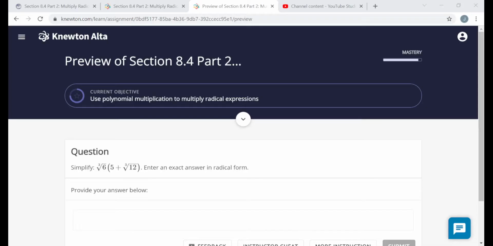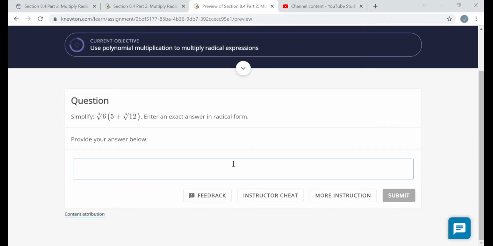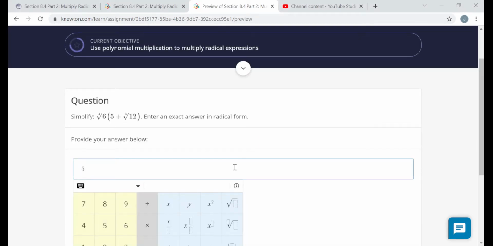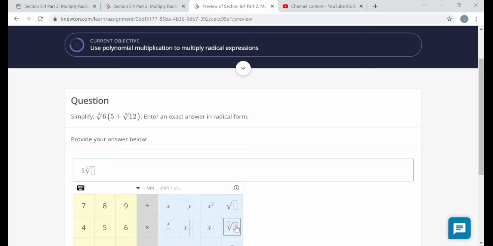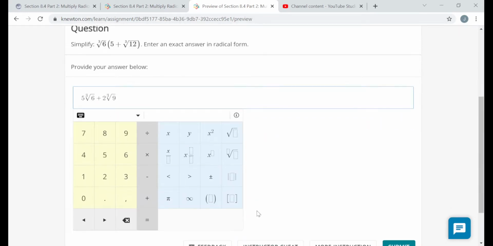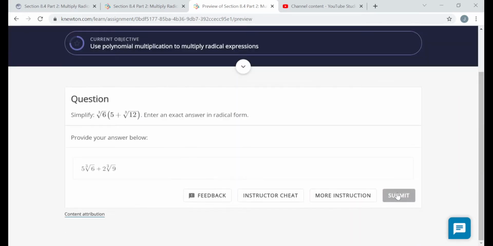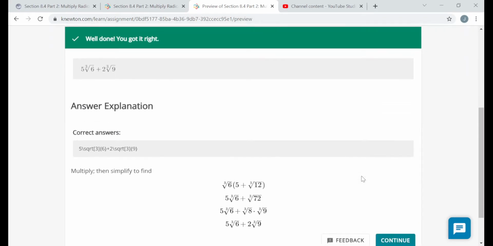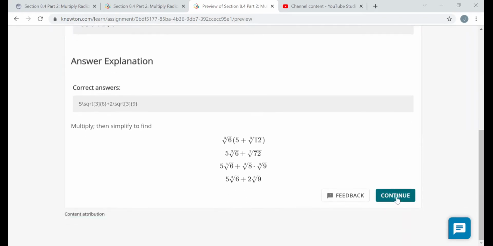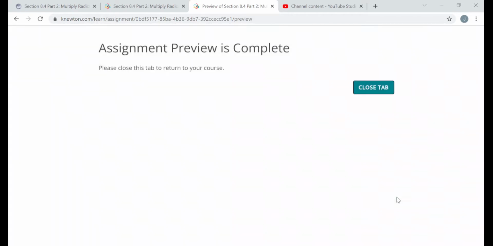Right, let's go back to the problem. We have 5 times the cube root of 6, plus 2 times the cube root of 9. Right, that was the cube root of 72, and that should be good. Wonderful. All right, and that should be it for this version of this assignment.